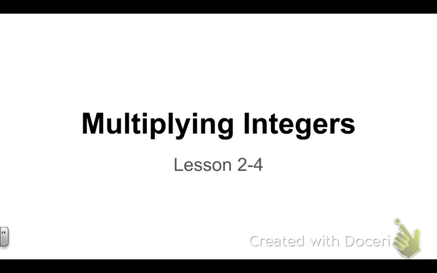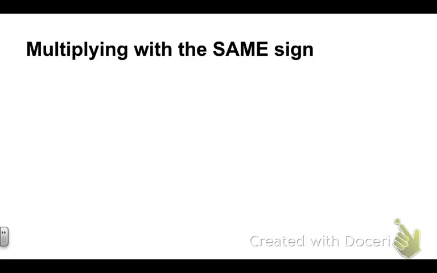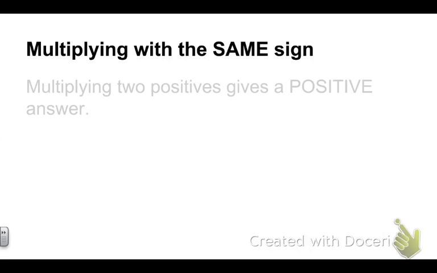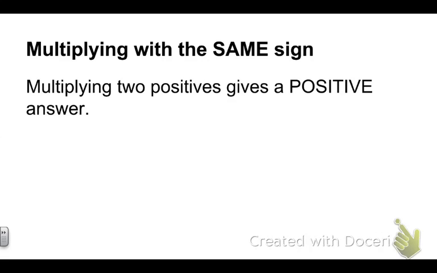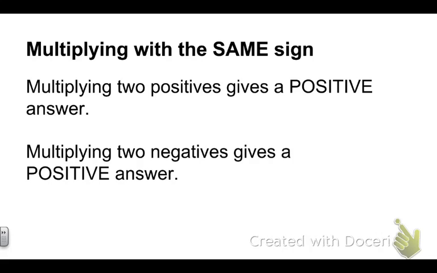Today we're going to talk about multiplying integers. Now when you are multiplying with the same sign, multiplying two positives gives a positive answer. This is your normal 2 times 4 equals 8. Now, multiplying two negatives also gives a positive answer.